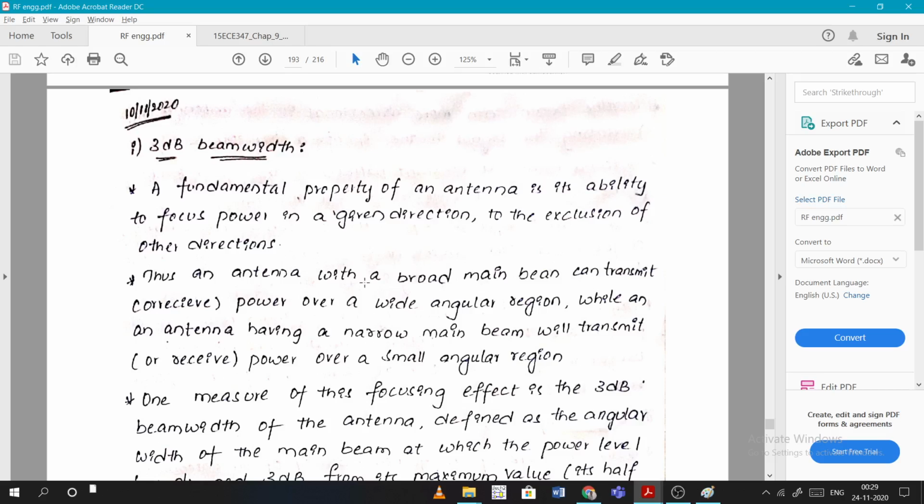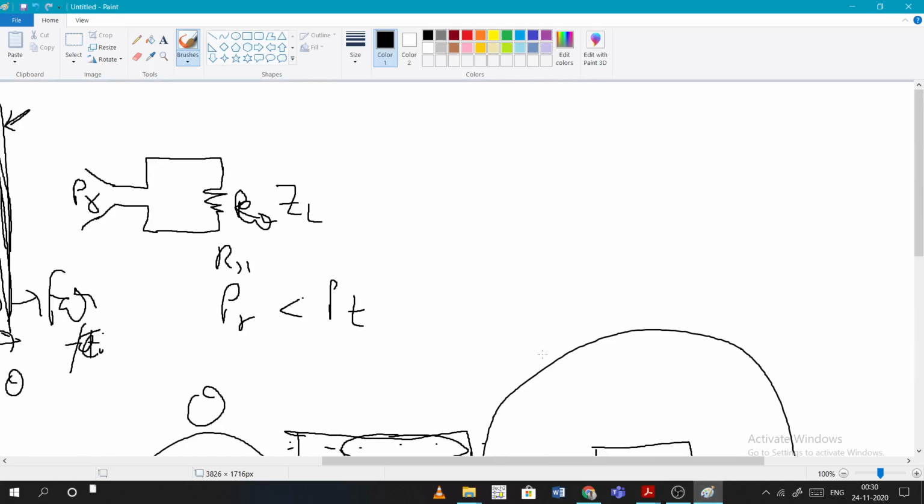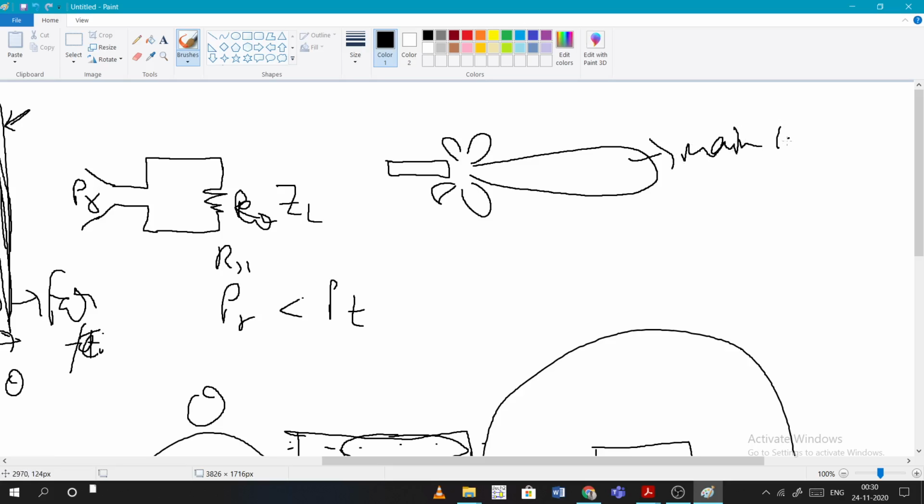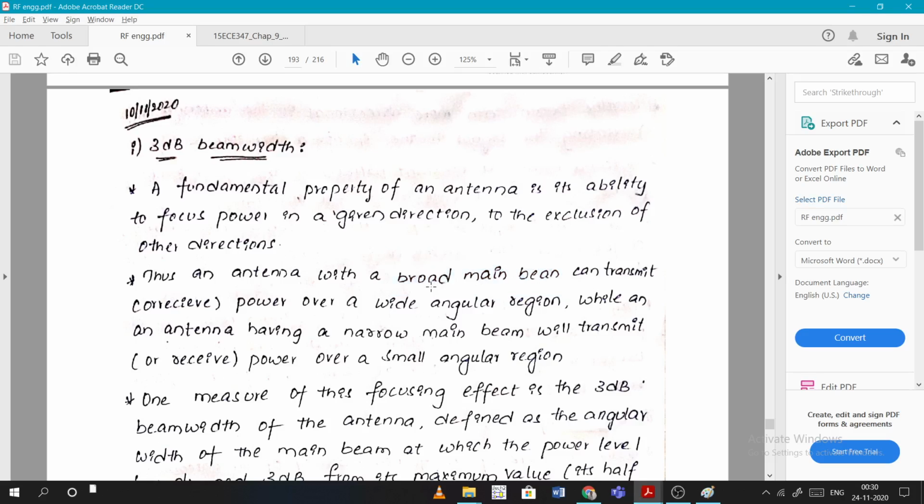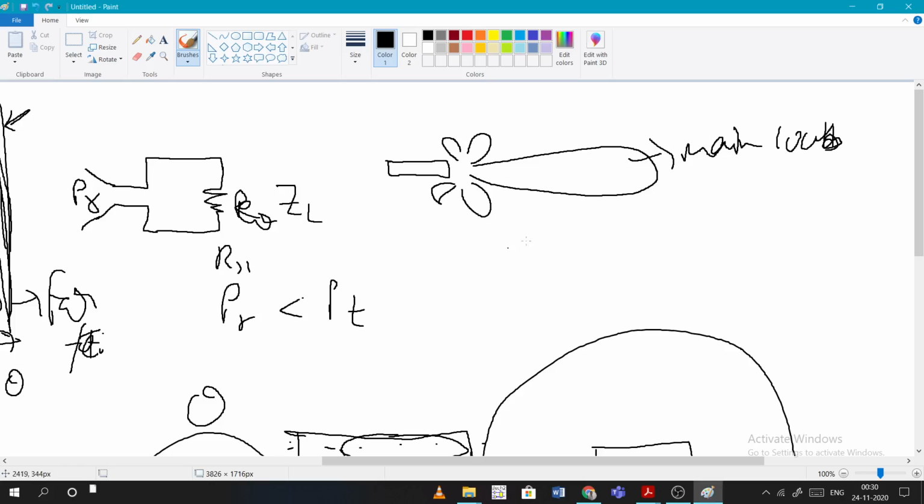What is here? We can see two terms: narrow main beam and broad main beam. What is a main beam? The main beam is what we get when I try to transmit through an antenna. For example, this is an antenna, there will be one main lobe and there will be a few side lobes, okay. This is called the main lobe, okay. So a broad main beam is when this main beam is broad, that means wide.